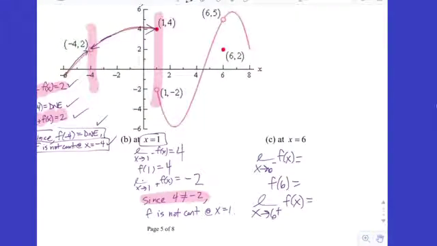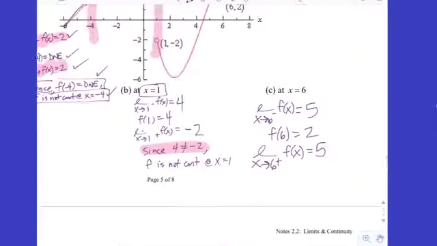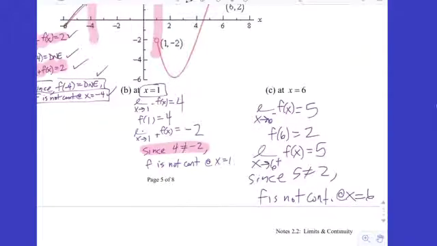The limit from the left and right are both 5. So the general limit exists, and it's 5. But the road is at 2, or the bridge is at 2. And so now you would say, since 5 doesn't equal 2, f is not continuous at x equals 6. Perfect timing.